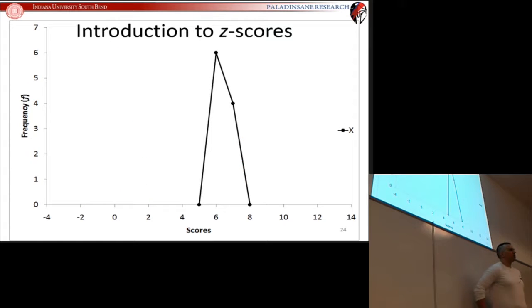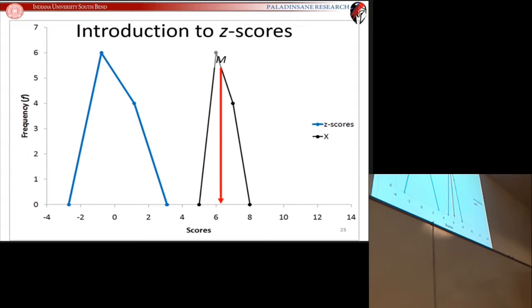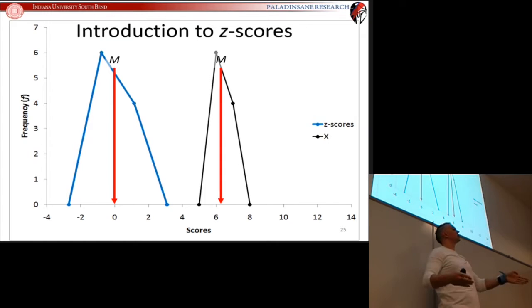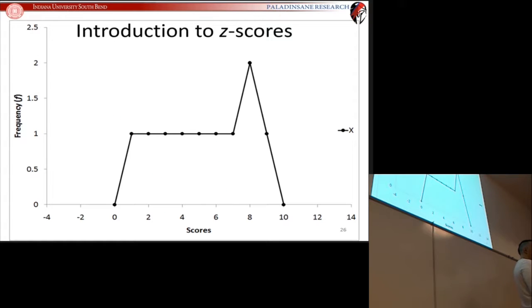So we have this distribution here. This is a raw distribution. It has a mean of just over 6, looks like about 6.5. If we transform this into Z-scores, it moves the distribution so the mean is 0. And in this case, it stretches the distribution out so that the standard deviation is equal to 1. And it will do this for any distribution.